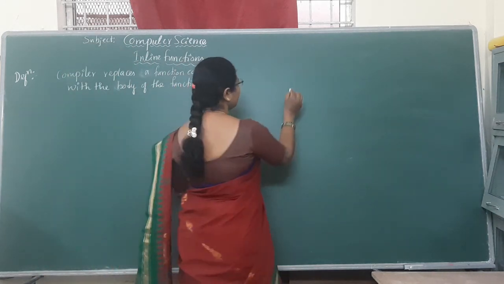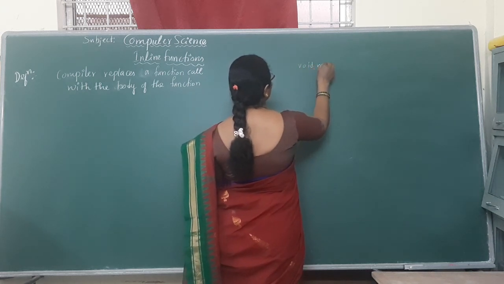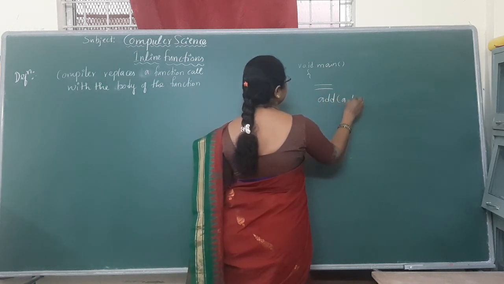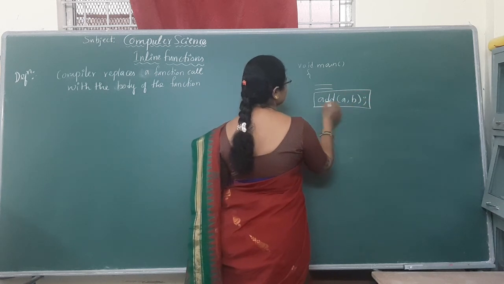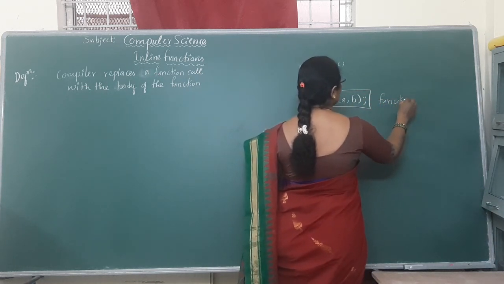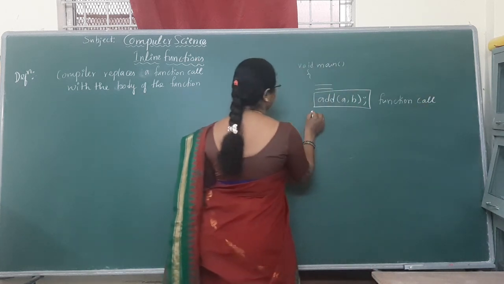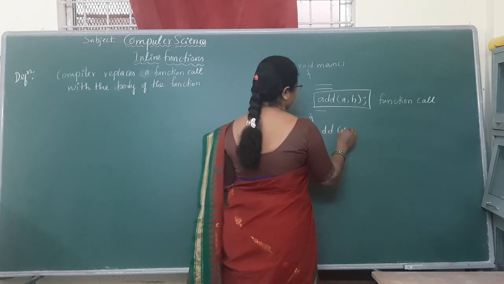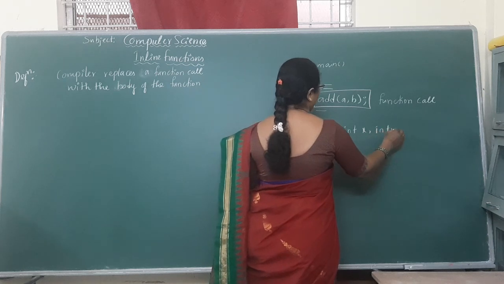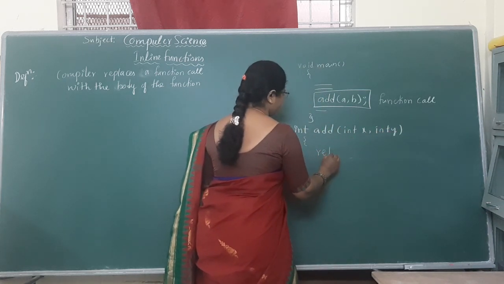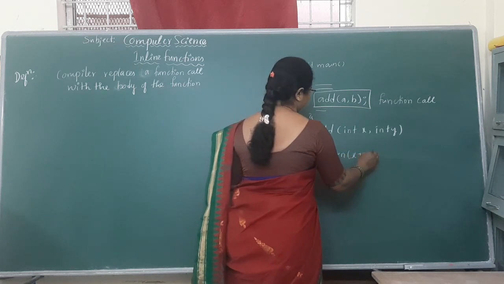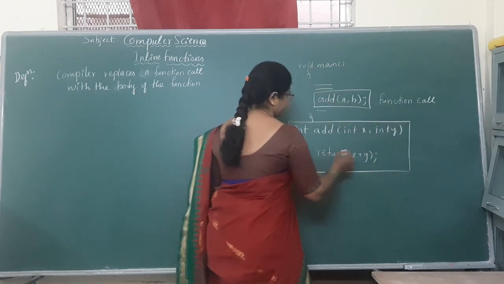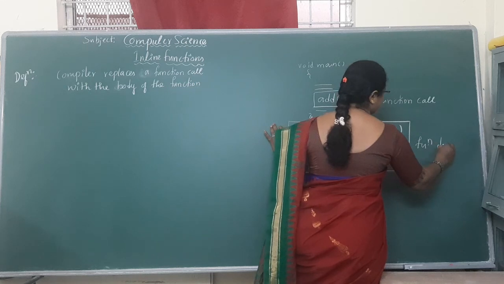I am writing the code here. Within the void main, you are invoking a function. Do you remember this? This is called function call. Here we are writing the function with int x comma int y, where we are performing an operation, return x plus y. I'm not writing the complete one. This is called function definition.